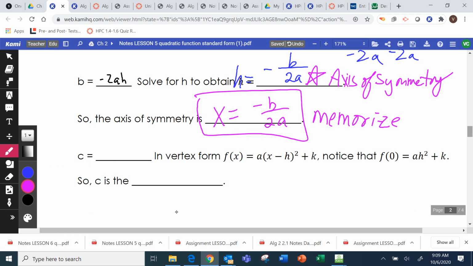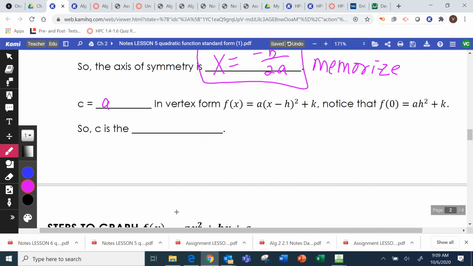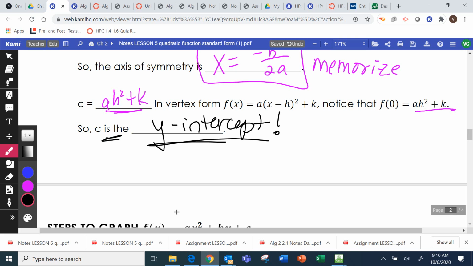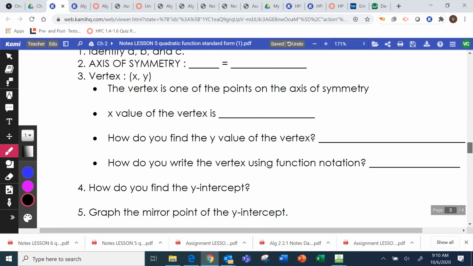And then we look at the last stuff. C is a squared plus k. And if we do f of 0, we get a squared plus k. If we do f of 0, this is telling me that C is the y-intercept. That's the part you really need to know, is that C is the y-intercept. Okay. Let me actually do problems with it.